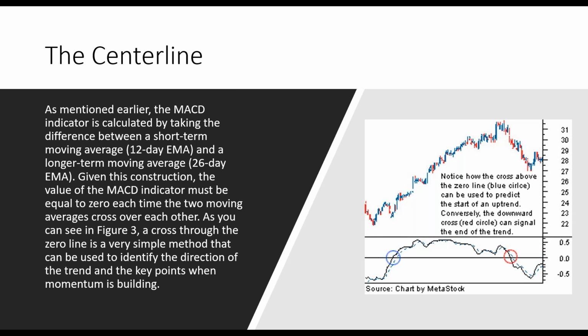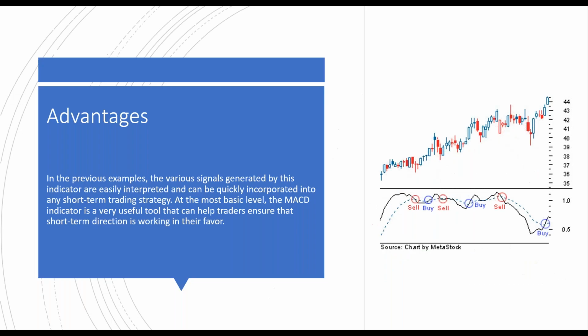A cross through the 0 line is a very simple method that can be used to identify the direction of the trend and the key points when momentum is building. The various signals generated by the indicator are easily interpreted and can be quickly incorporated into any short-term trading strategy. At the most basic level, the MACD indicator is a very useful tool that can help traders ensure short-term direction is working in their favor.